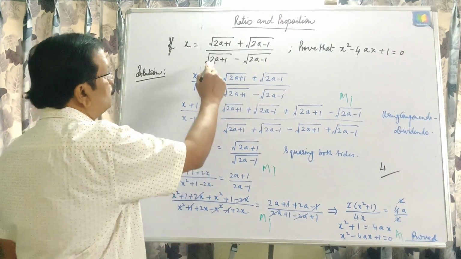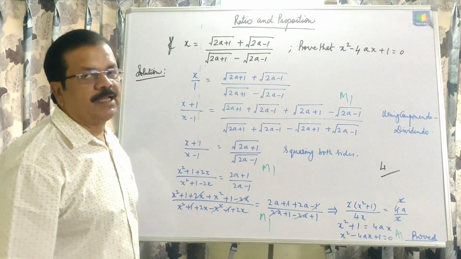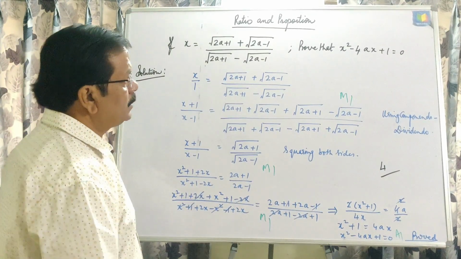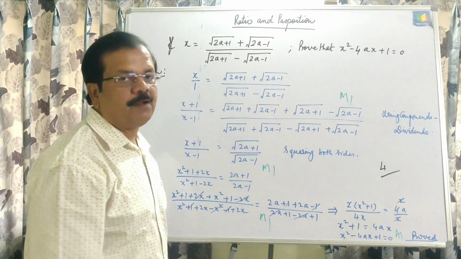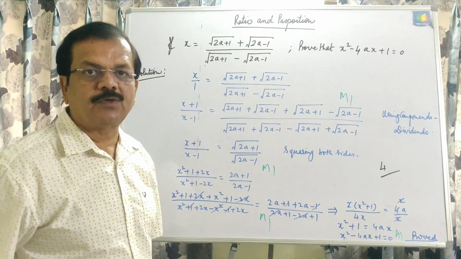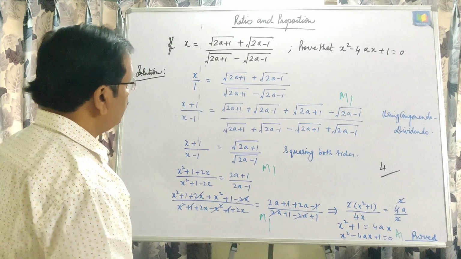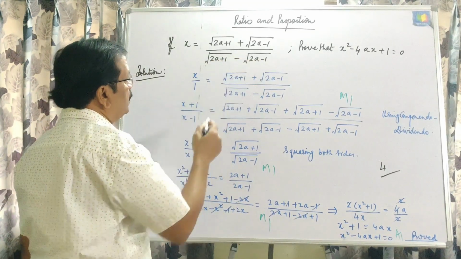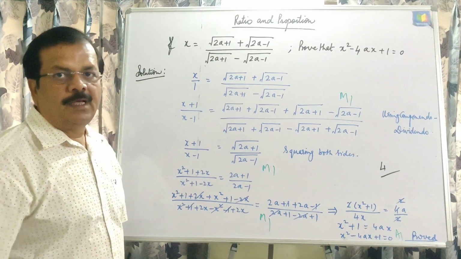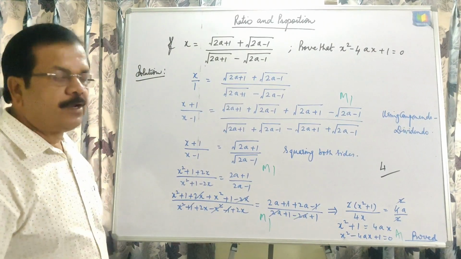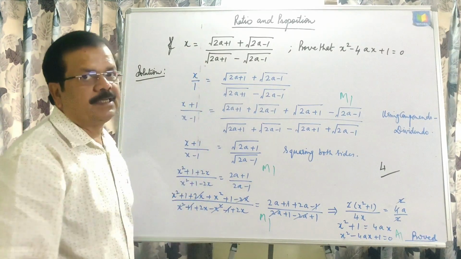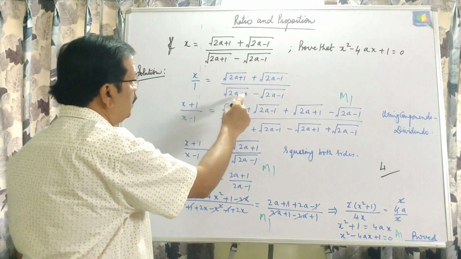If x is equal to root 2a plus 1 plus root 2a minus 1 upon root 2a plus 1 minus root 2a minus 1, then prove that x square minus 4ax plus 1 is equal to 0. Now in this question you can see the numerator and denominator contain almost the same square roots, and x can be written as x upon 1 is equal to this.